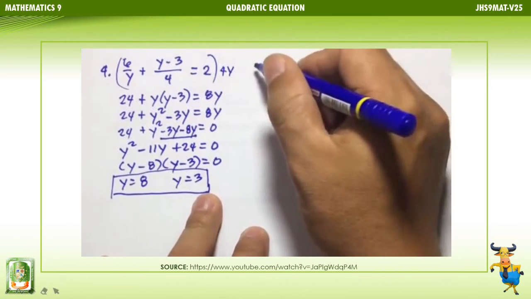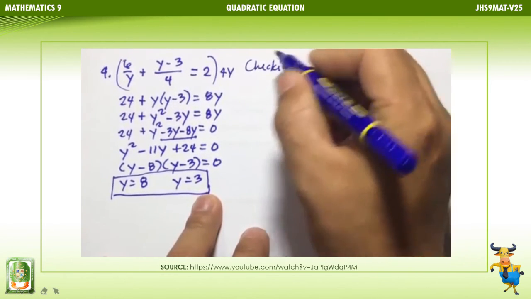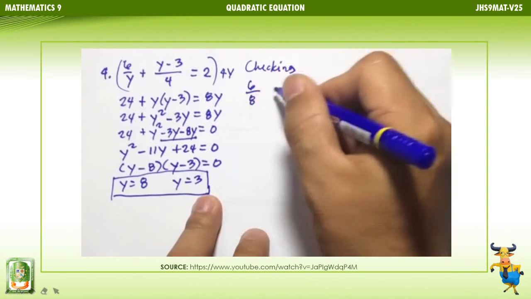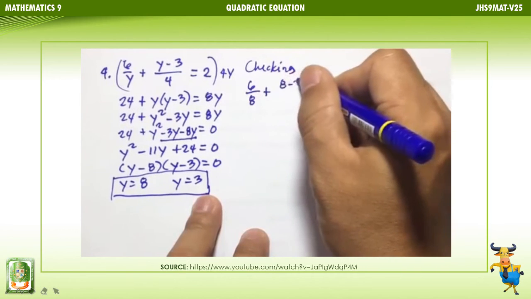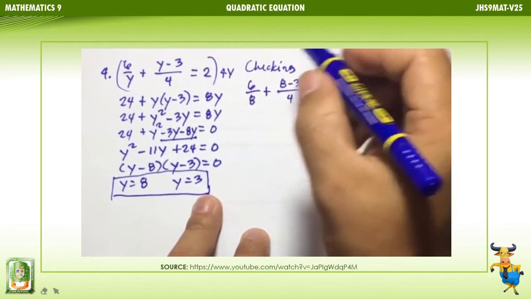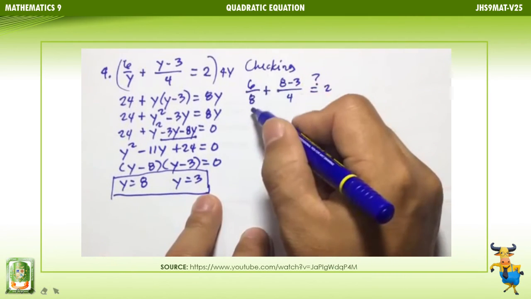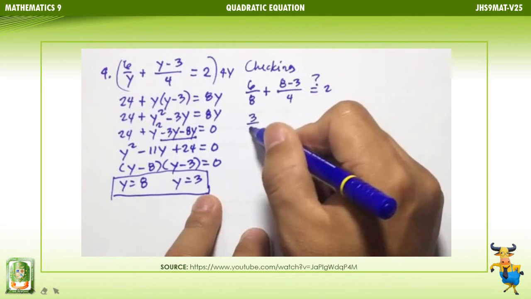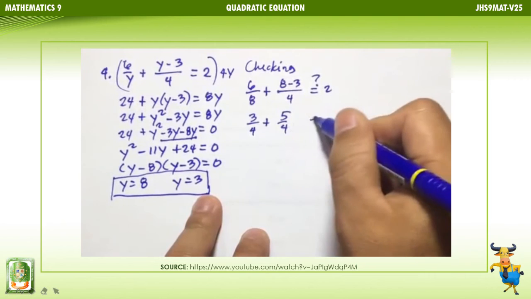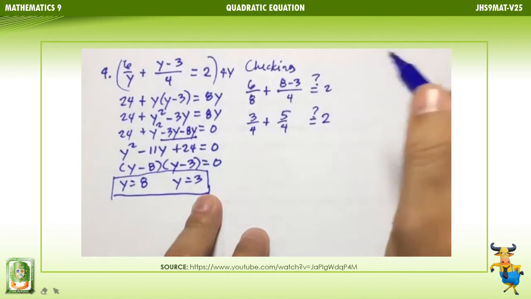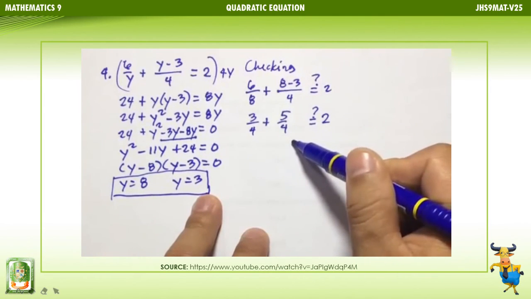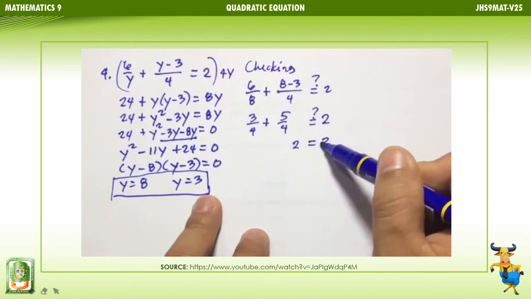So checking, we're going to have here 6 over, if y is equal to 8, then plus 8 minus 3 over 4 equals 2. Then 6 over 8, we can just simplify this one as 3 over 4. Then plus 8 minus 3 is 5 over 4 equals 2. Then 3 plus 5 is 8 divided by 4, that is equal to 2. So 2 is equal to 2.